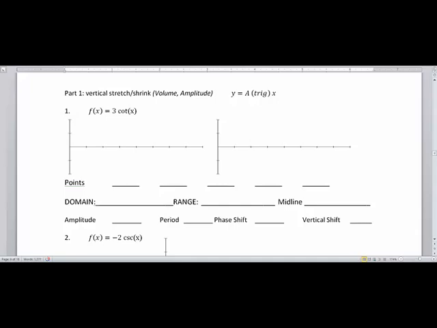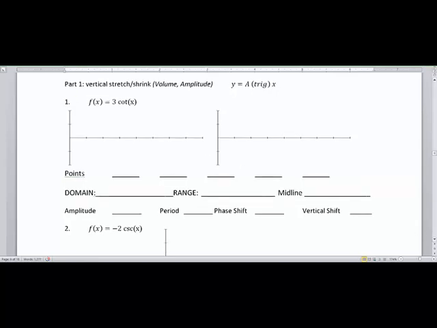Alright, so we are going to do some amplitude and period adjusting in this video that's going to look at tangent, cotangent, and the reciprocal functions of sine and cosine, which are cosecant and secant, respectively. So let's first of all work with cotangent. And this time it's going to be 3 cotangent of x.